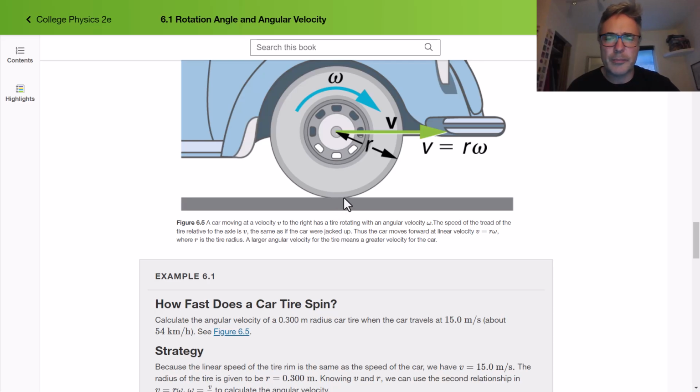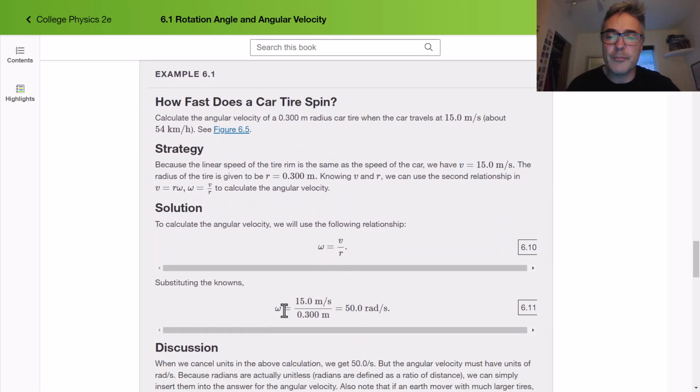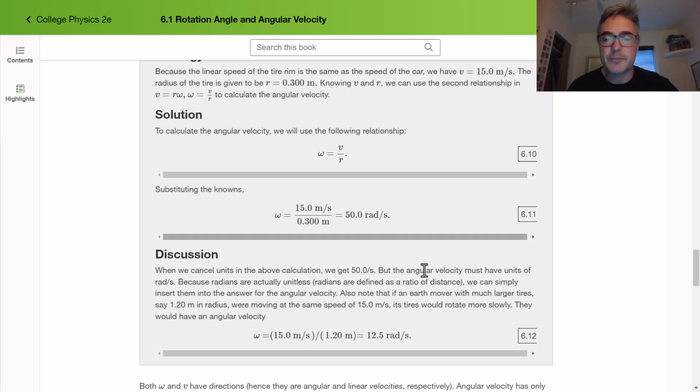We'll talk a little more about that in class. It's called rolling without slipping. The linear speed of the rim of the tire is the same as the speed of the car. So you just solve for omega: 15 meters per second divided by the radius, and you get radians per second.